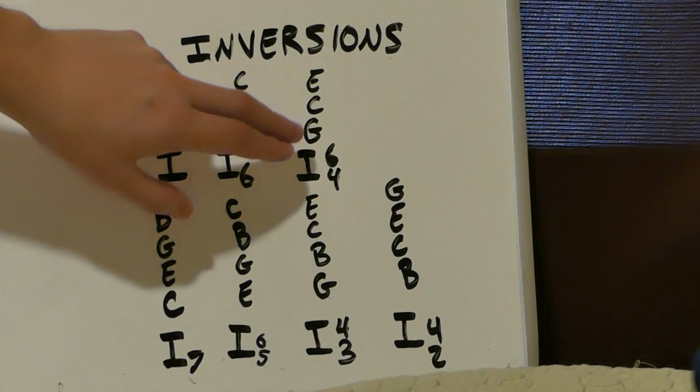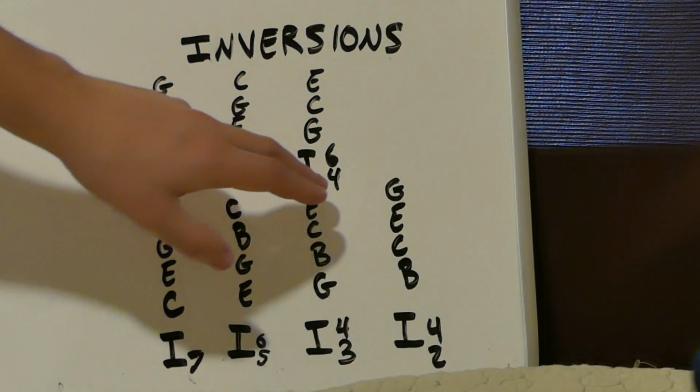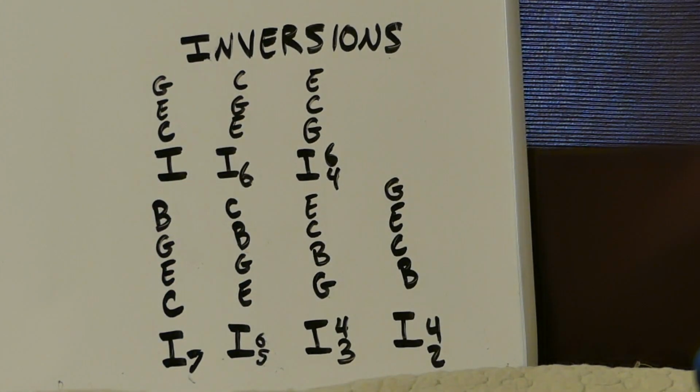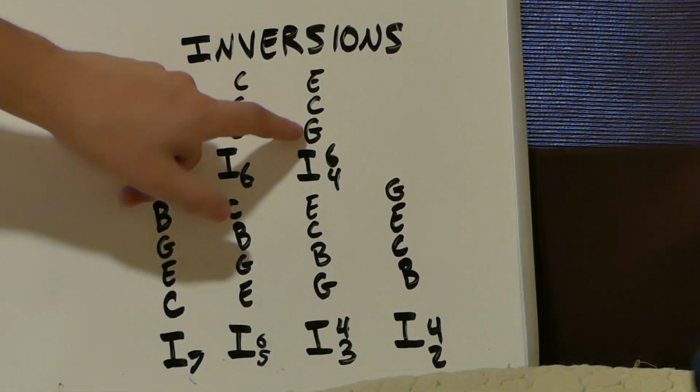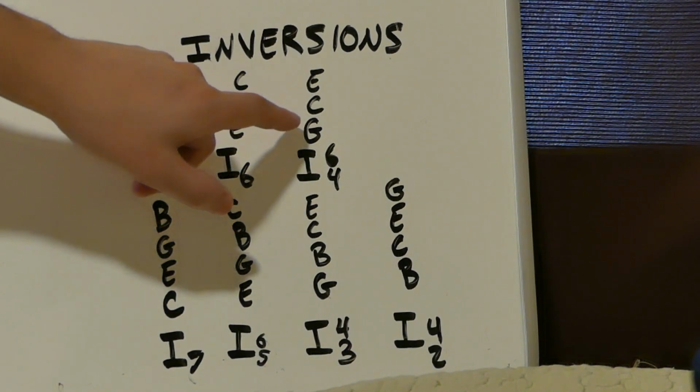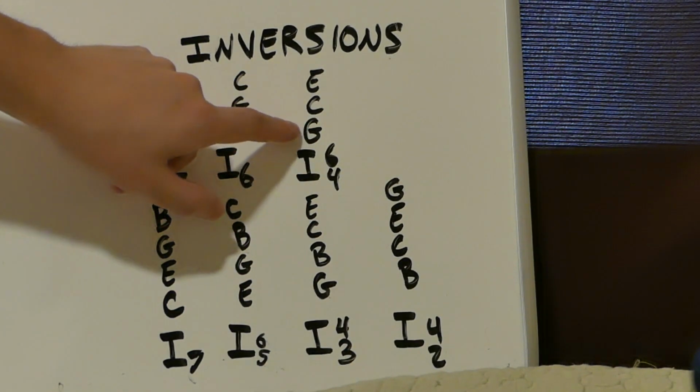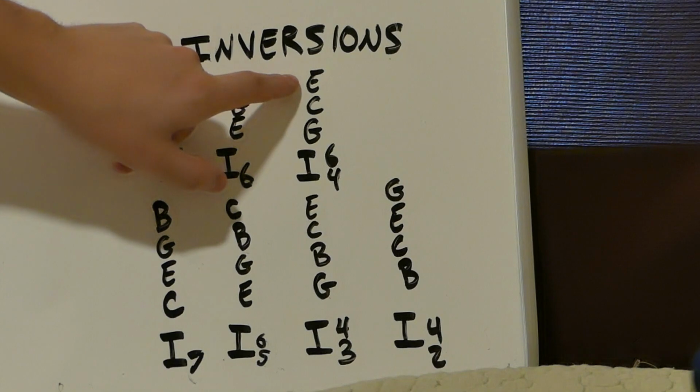Similarly, this 1, 6, 4 is our second inversion, and that's where the fifth is on the bottom. So it's a 6, 4 because G to a C is a fourth away. G to an E is a sixth away.